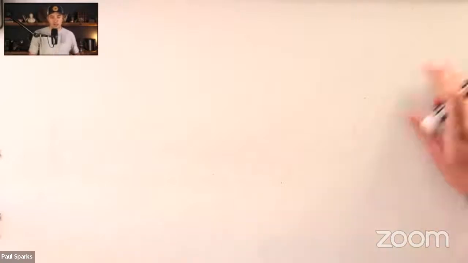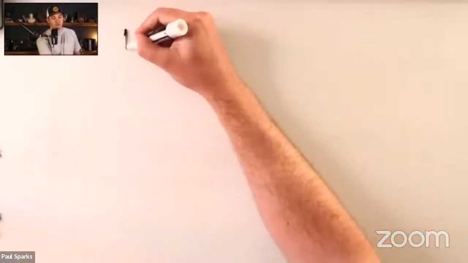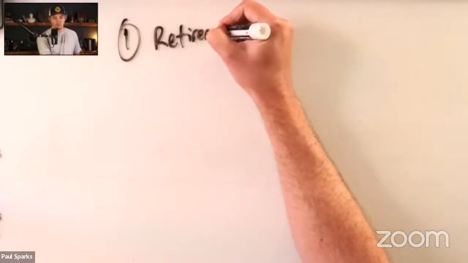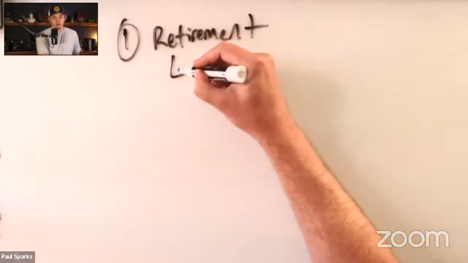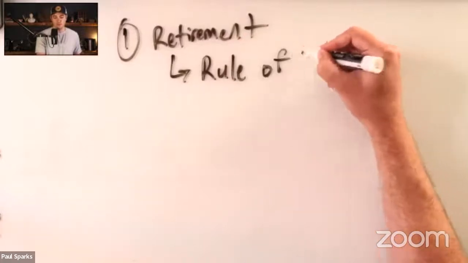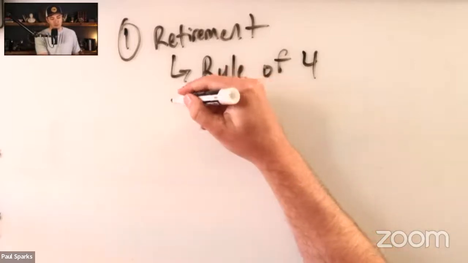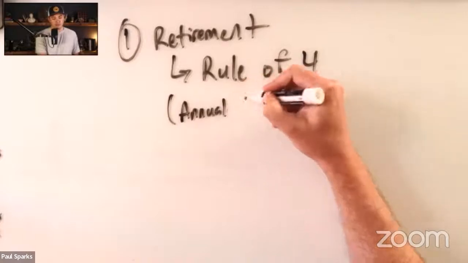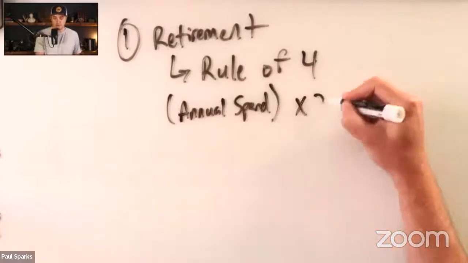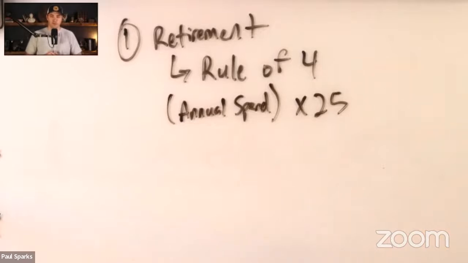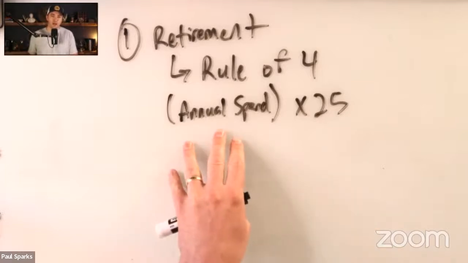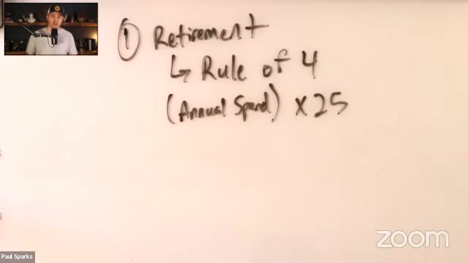So I gave you 3 ways that it breaks down. Let's first talk about retirement. If you've never heard of this, the rule of 4: essentially, take your annual spend and multiply it by 25. That's pretty straightforward, right? If you spend $100,000 a year, multiply that by 25, that's 2.5 million. You need $2.5 million in order to retire.